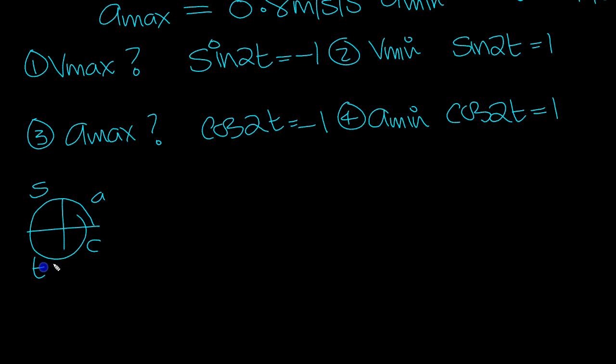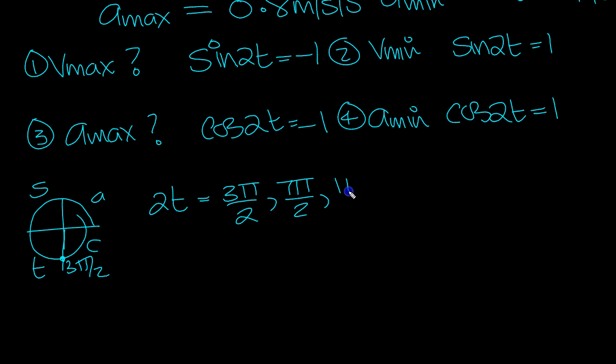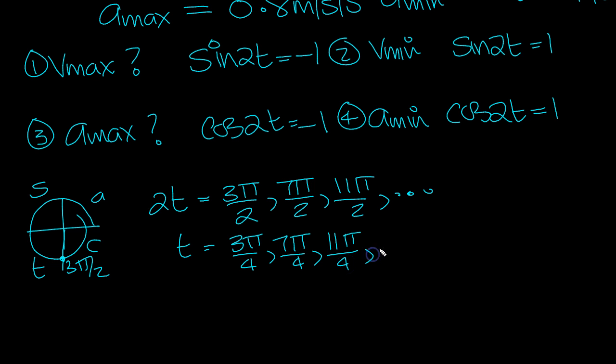CAST. Sine 2t then is negative. Sine is negative here and here. I think sine is minus 1 at 3 pi over 2. So 2t then will equal 3 pi over 2. So that's when sine is minus 1. It's also, go around again, 7 pi over 2, and then 11 pi over 2, and so on. So t will equal 3 pi over 4, 7 pi over 4, 11 pi over 4. Okay, there's the time for that one.